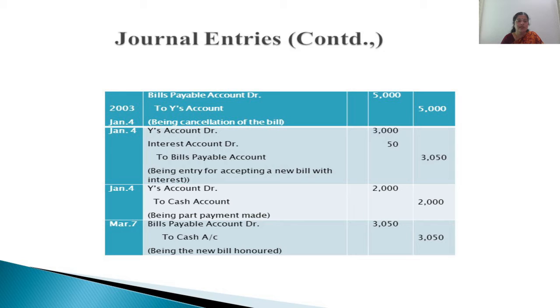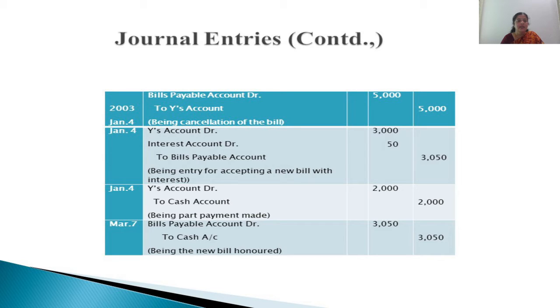So we credited his account, and bills payable we received from Y's banker, on which Y had received our acceptance and which was produced by him to his banker, and he had got his bill discounted from his banker. So bills payable account debited, we received it and we have not made payment to his banker. So Y's account is being credited, the reason being Y still continues to be our creditor. So being cancellation of the old bill.